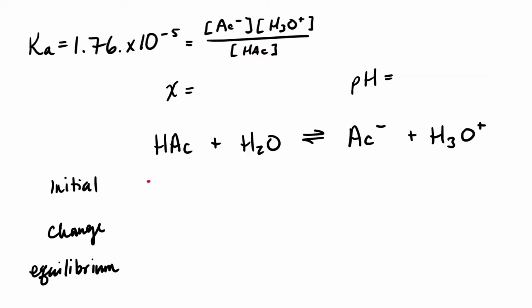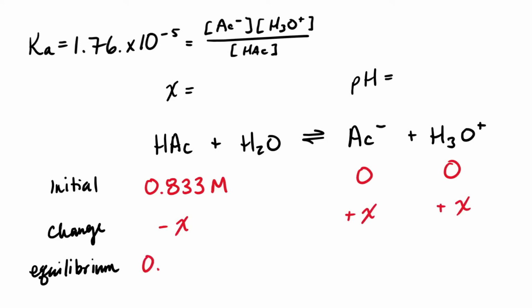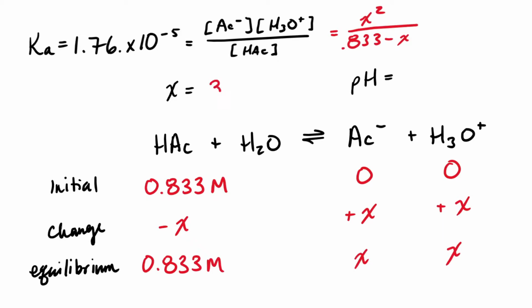To find the pH, we need to calculate how much of the acetic acid is hydrolyzed according to the equilibrium expression. And to do that, we turn to our trusty ICE table, and we get 0.833 molar minus some amount x, which produces that same amount of hydronium. And at equilibrium, we can calculate x equals 3.82 times 10 to the negative 3. So the pH is the negative log of that number, or 2.42. So in this case, our cup of vinegar has a pH of 2.42.